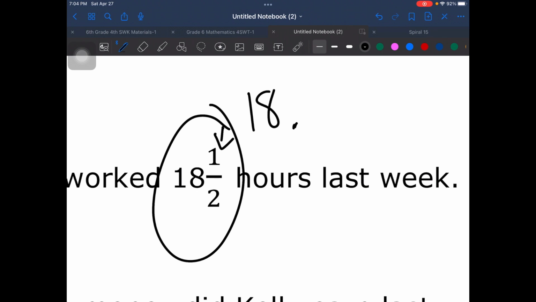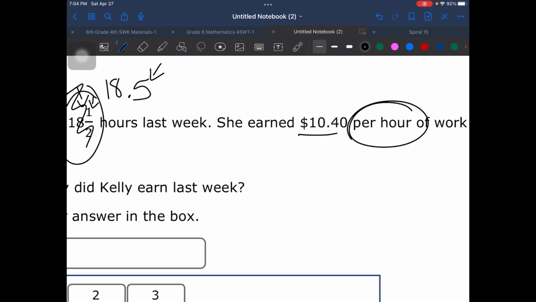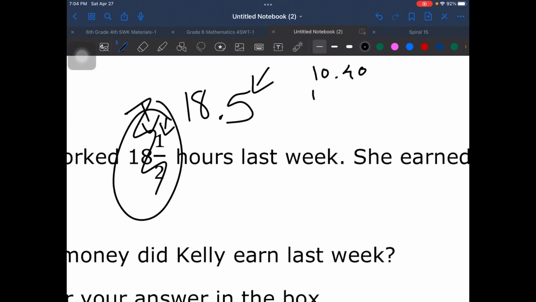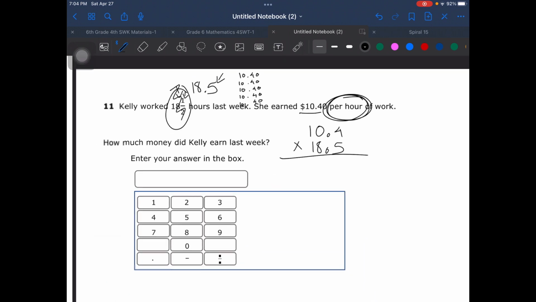Kelly worked 18 and a half hours last week. Right away, 18.5. This we can work with, this we cannot. Okay? She earned $10.40 per hour. So instead of adding 10.40 over and over, 18 times, or 18.5 times, that's why they invented multiplication. So multiply that, you get your answer.